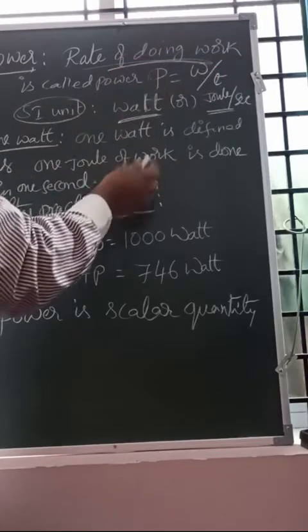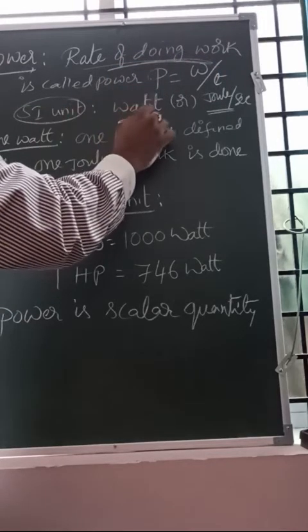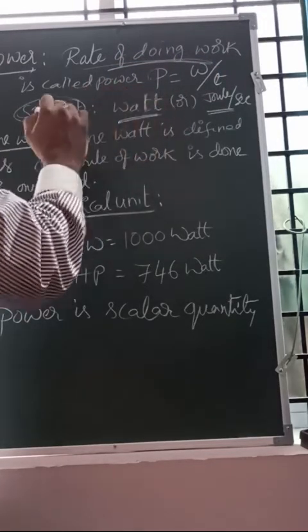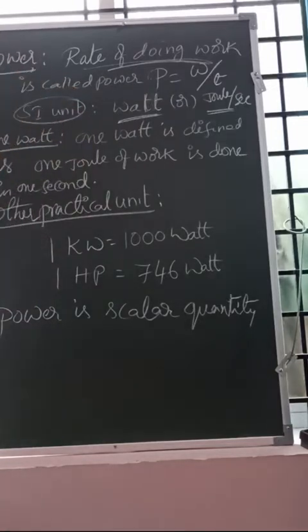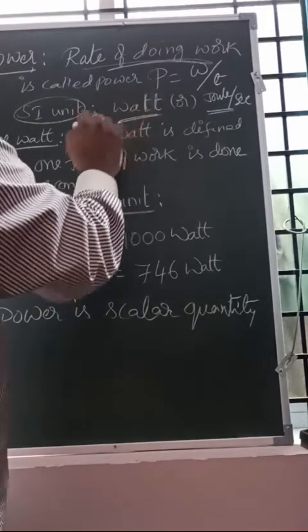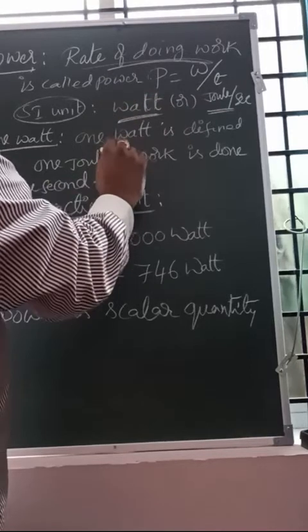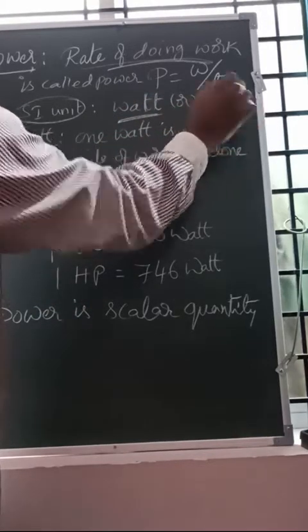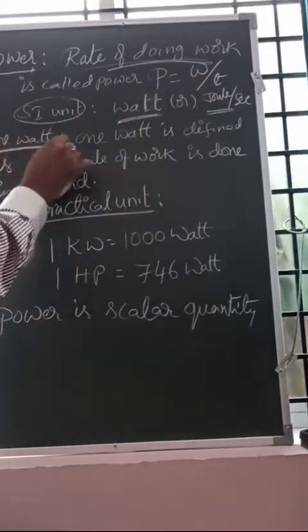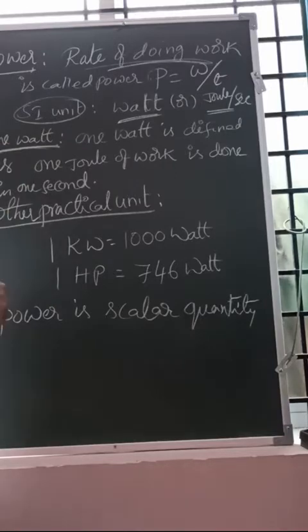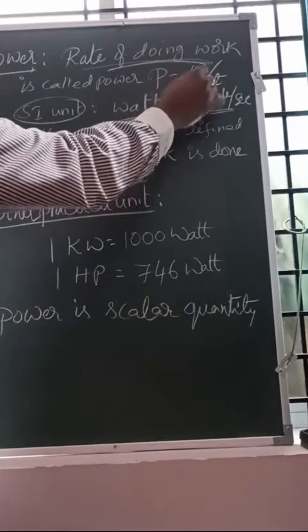Work means W. Clear? So the SI unit is watt, W-A-T-T. Pronounce it as you like. Or joule per second. Here, can you define one watt? 1 watt is defined as, quantities must be 1.